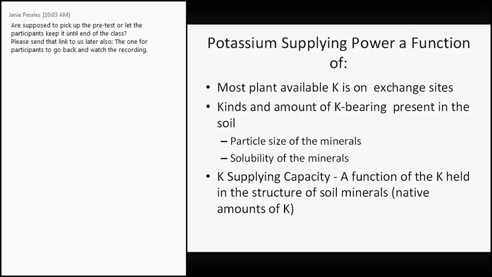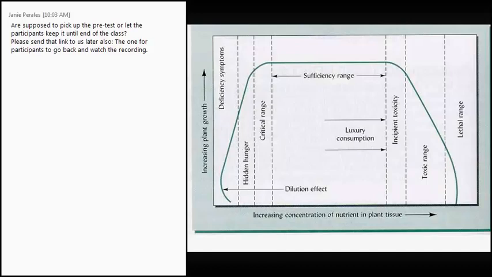The potassium supplying capacity is always going to be a function of the potassium that's held in the structure of the soil minerals, so the native soil potassium. And we're very, very fortunate in the state of Texas in that we have a tremendous amount of micas and feldspars in most of our soils across the state, with the exception of areas like the acid soils that we have mainly in the eastern part of the state, and especially the acid sandy soils that we have. So what we're trying to do, if we're taking a look at potassium, potassium is one of the elements that really has an issue with luxury consumption.